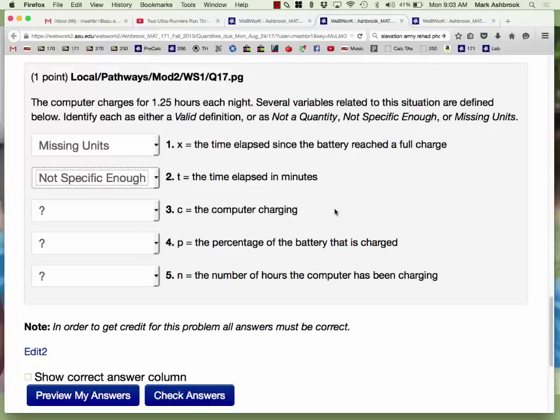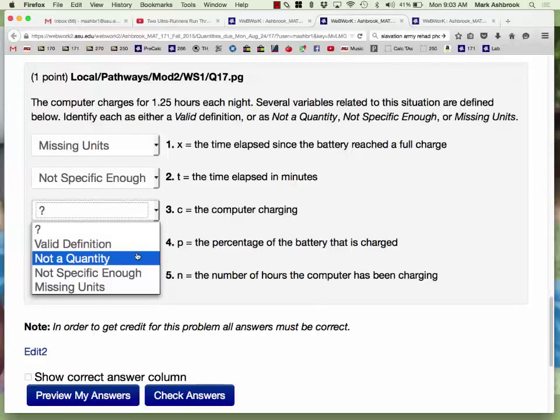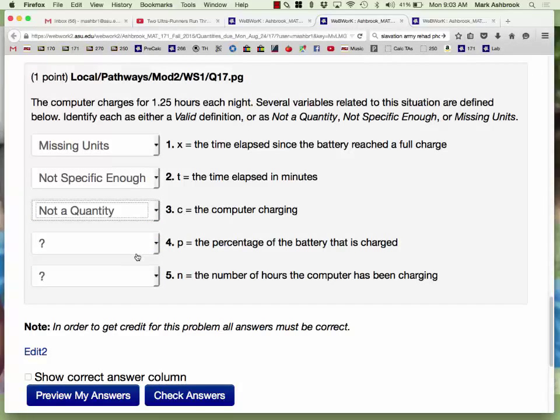Okay, C equals the computer charging. Is it a quantity? No. Object, not a quantity. Okay, P equals the percentage of the battery that is charged. Is that a quantity? Yes. That's a quantity. Is it specific? Yes. Sure. Does it have units?